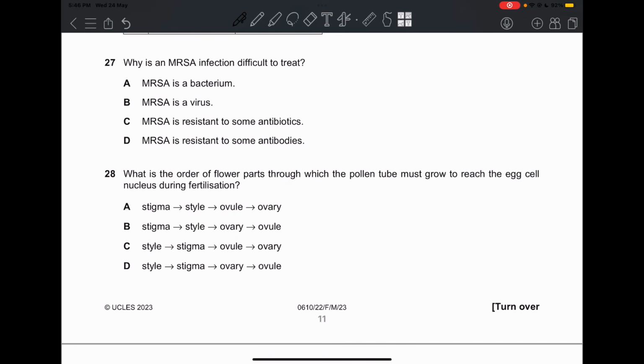27. Why is MRSA infection difficult to treat? When an infection is difficult to treat, it is because it has a high resistance to most of the antibiotics. There are very few antibiotics that the MRSA infection is not resistant to. So the answer is going to be C.